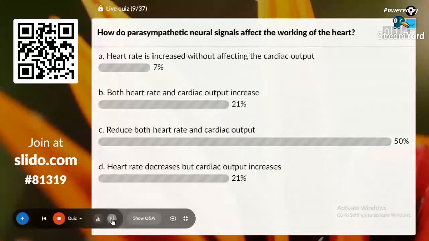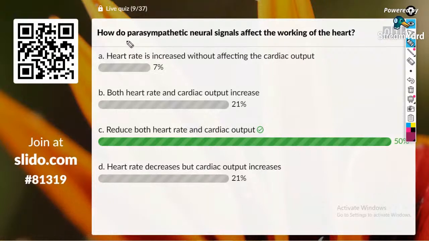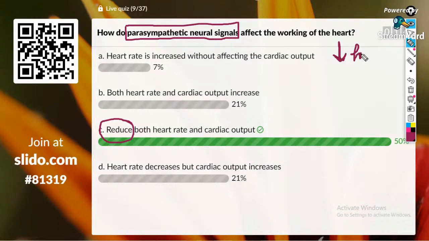We have 50% with option C and it is the correct answer. Sympathetic nervous system just gives what? It increases the secretion of adrenaline, which provides the body in an abnormal condition. The parasympathetic nervous system is involved in reducing all the hyperactivity that is induced by the sympathetic nervous system. It reduces the heart rate and the cardiac output.